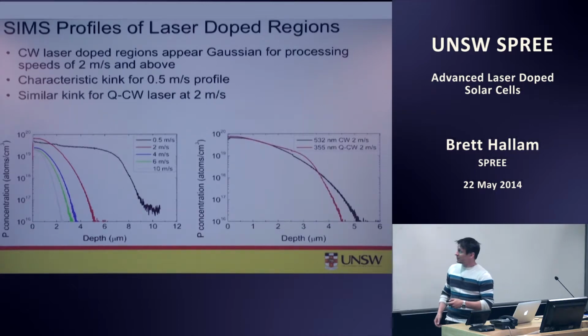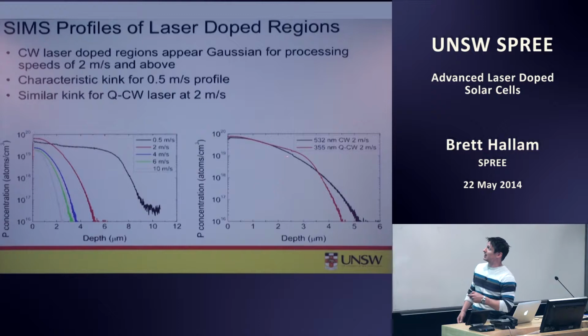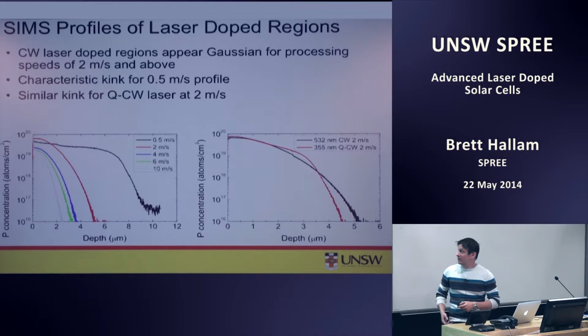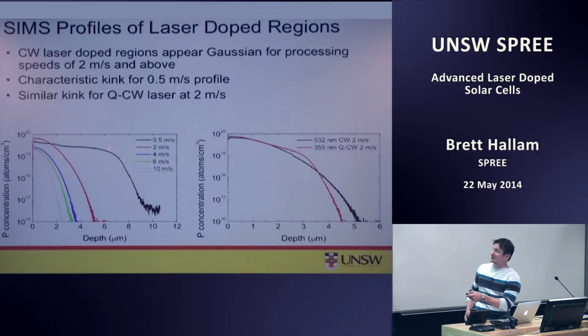And if we compare a process at 2 meters a second with a pure continuous wave laser in the black to a quasi-continuous wave laser in the red, and this operates at a repetition frequency of 80 megahertz, so you've got about 12.5 nanoseconds between each successive pulse, and it can result in a near continuous wave process. But you see subtle differences in the junction depth and this kink which occurs at about 3 microns depth, and we get a similar kind of kink for this laser doping with the CW laser at a slow speed.